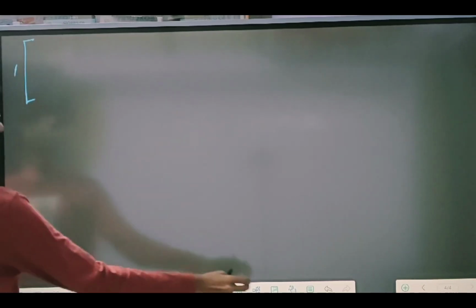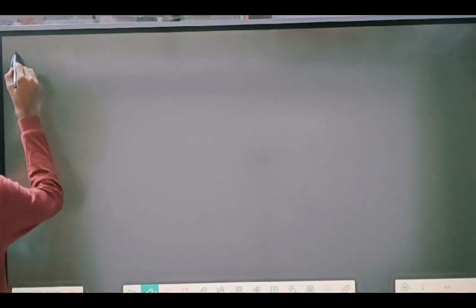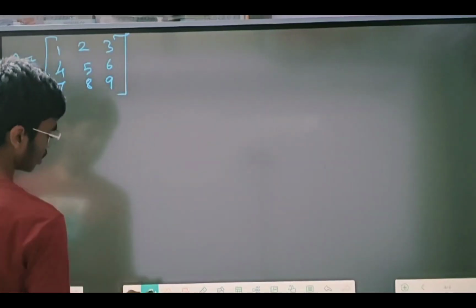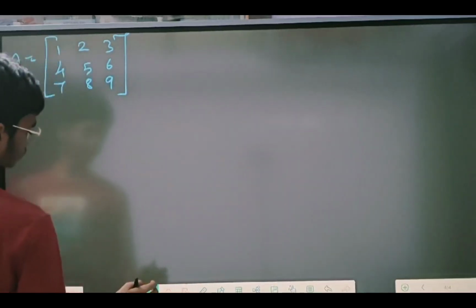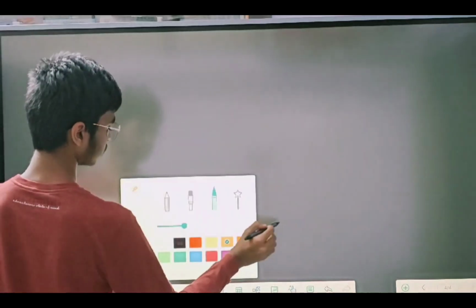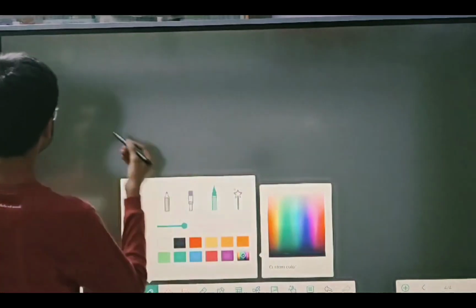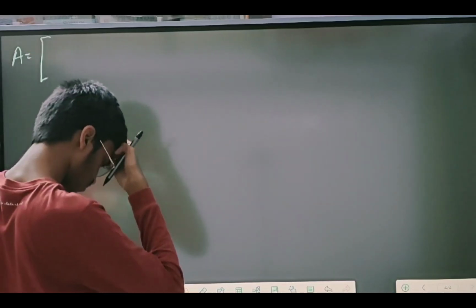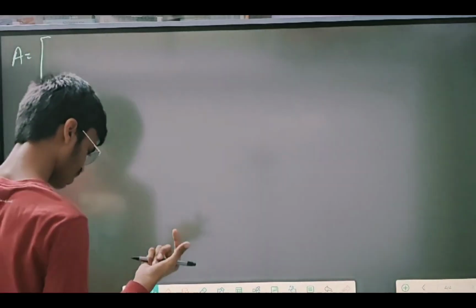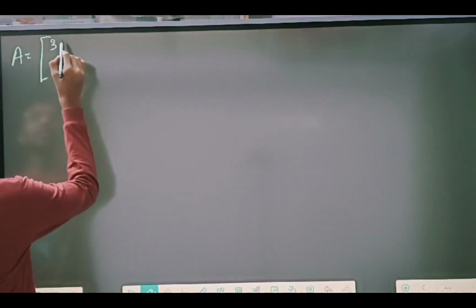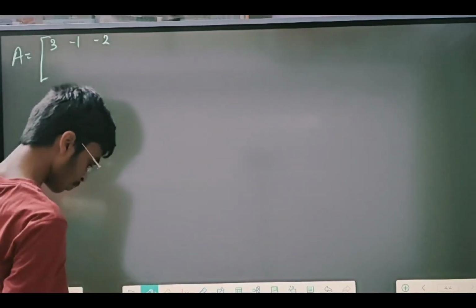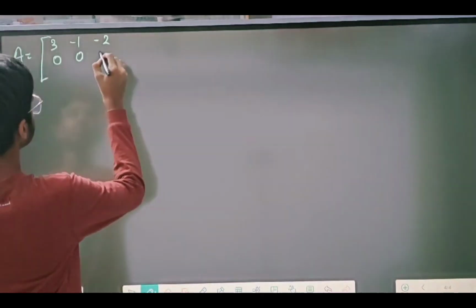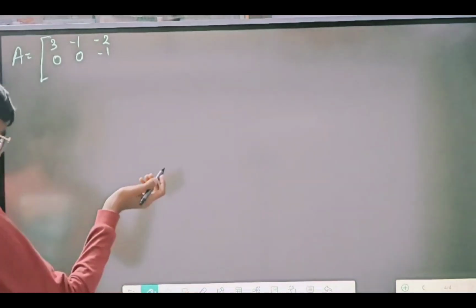So let it be A. A is equal to 8 and then 9. The color combination is not satisfying. Yeah, we will take something complex. I need not make it that complex, but it need not be 1, 2, 3. 3, minus 1, minus 2, 0, 0, minus 1, and 3, minus 5, 0.